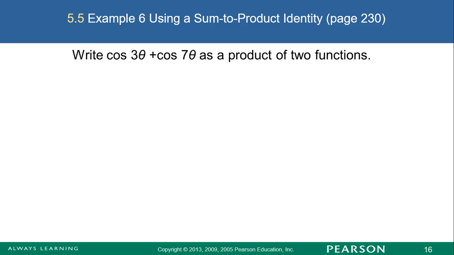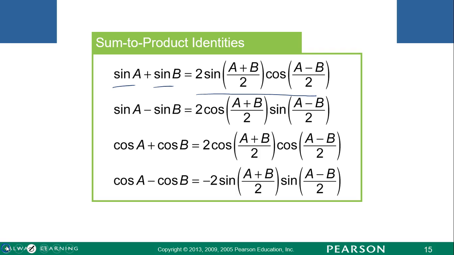All right, so this problem, it says, write this given expression as a product of two functions. So whenever it says write something that's being added together as a product of two functions, that should give you the clue that we are using the sum to product identity. All right, so using that, I'm going to go back here. This is the one we're going to use, this one right here, because we're adding together two cosine functions of two different angles.